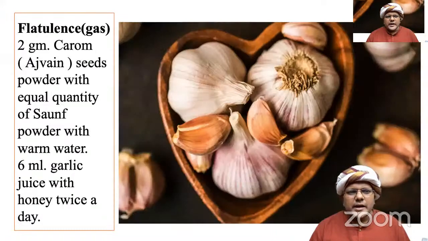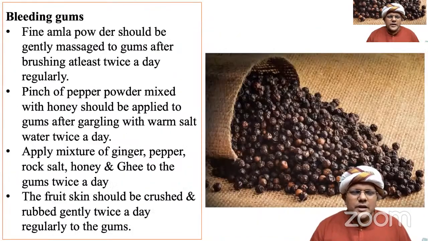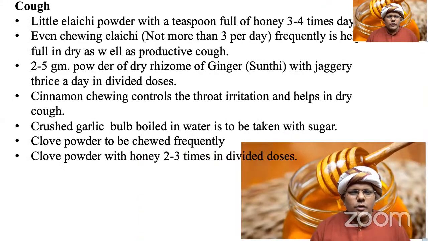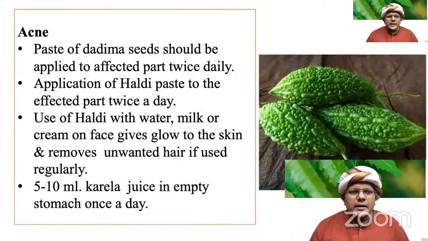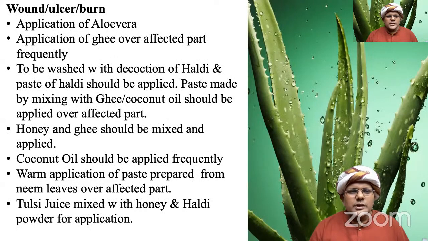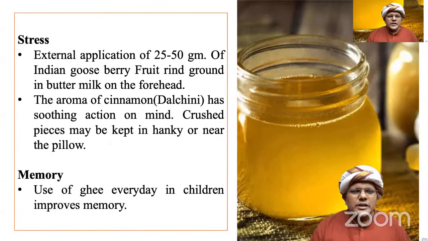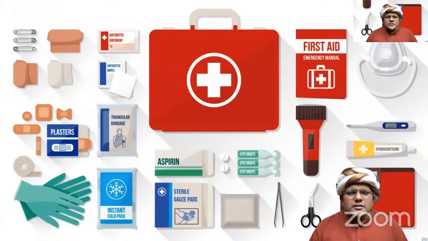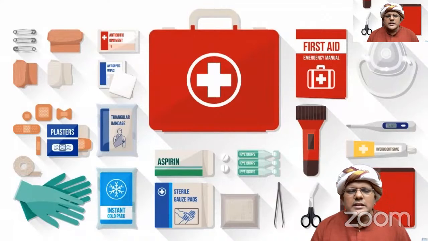abdominal pain, loss of appetite, flatulence, diarrhea, dysentery, hyperacidity, vomiting, constipation, hiccups, bleeding gums, toothache, bad breath, sunstroke, dehydration, fever, cold, cough, sinusitis, nasal block, aches and pains, headache, ear pain, acne, black pigmentation, skin allergy, dandruff, hair fall, graying of hair, wounds and ulcers and burns, menstrual pain, hoarseness of voice, intestinal worms, stress, loss of memory, joint pains, obesity, body ache.